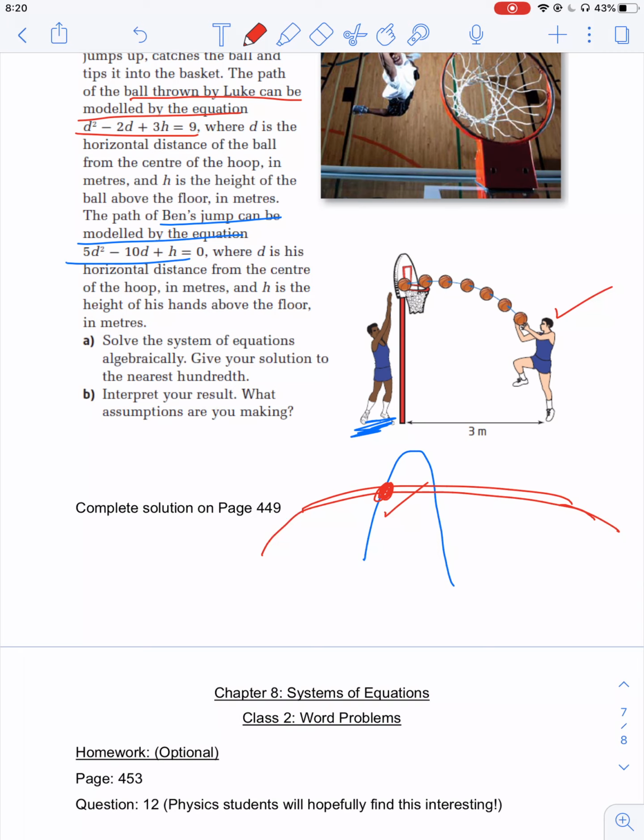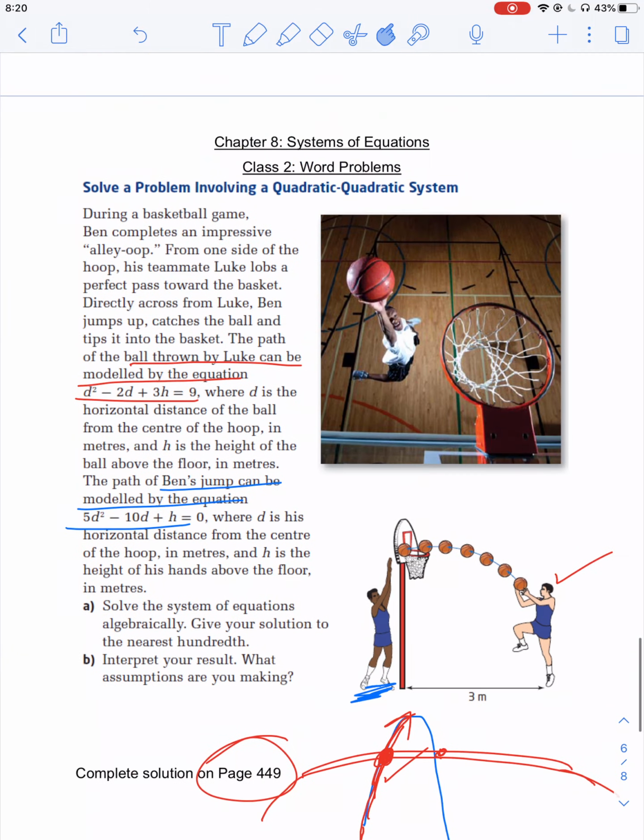when you dunk the basketball, you dunk the basketball while you're going up in the air. Okay, so as your height is increasing, that's when you dunk the ball, not when you're coming down. Okay, so again, complete solution is given to you on page 449. So try doing this one because there's a lot of guidance given to you.